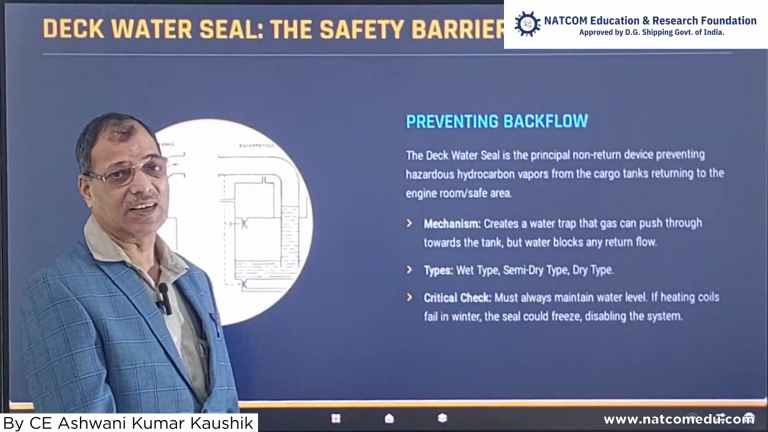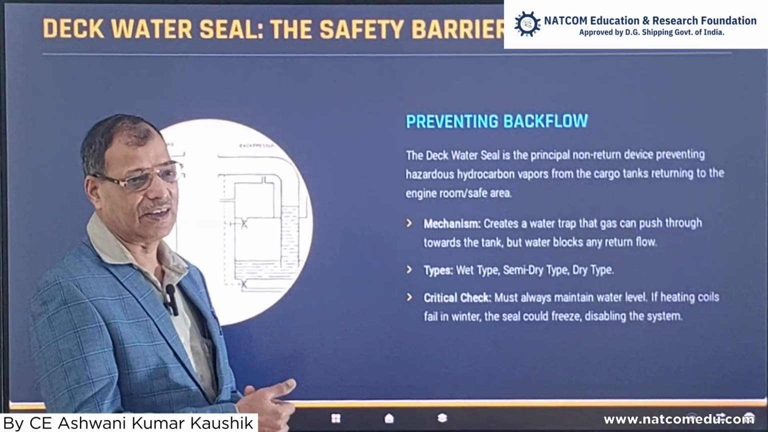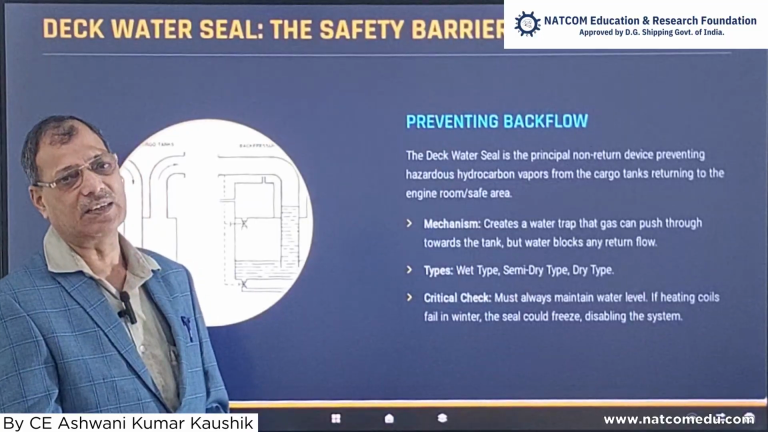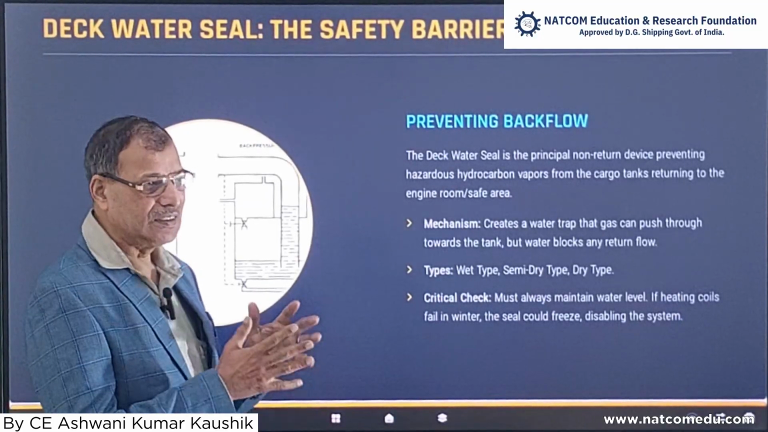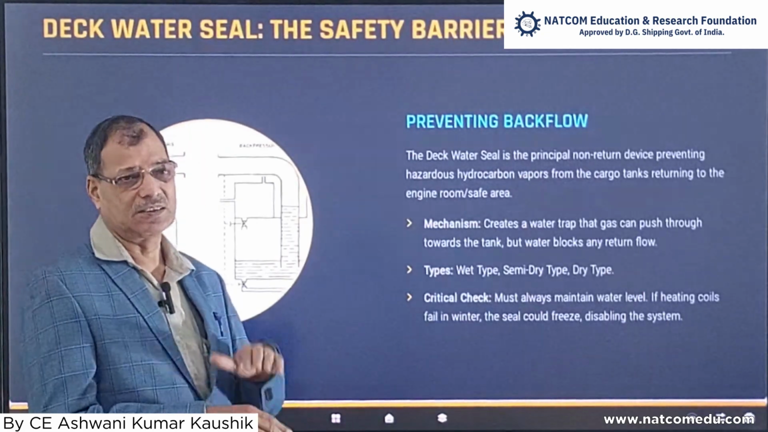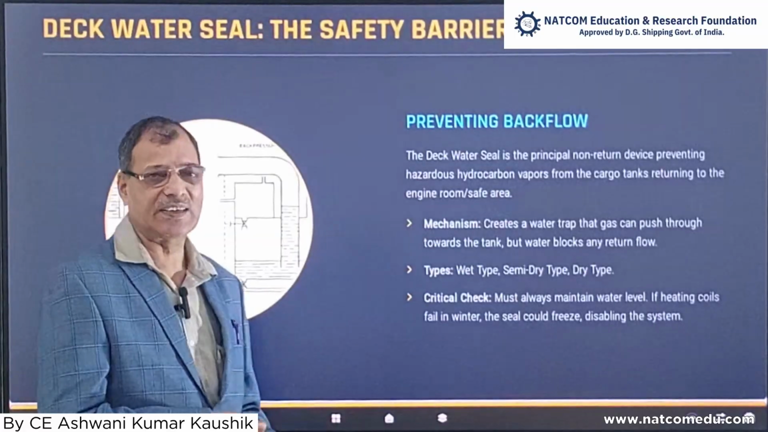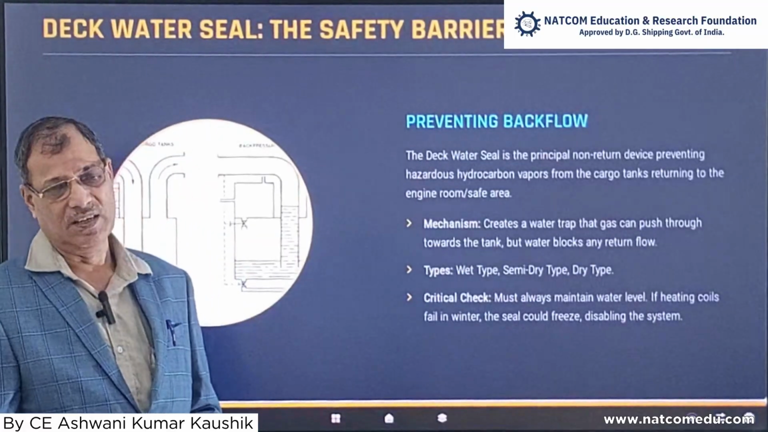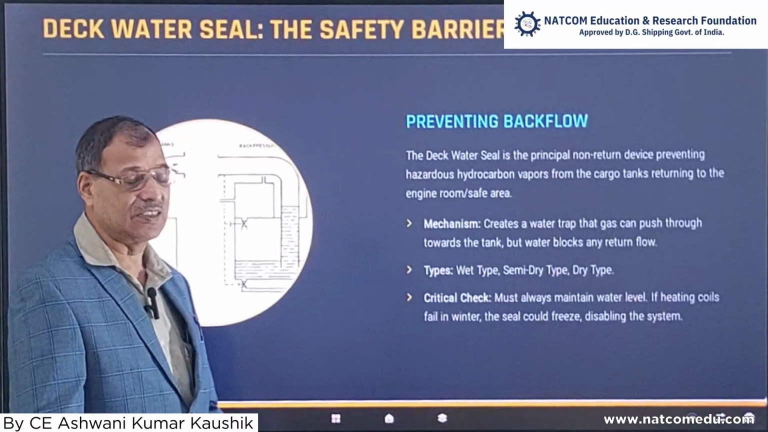The deck seal is like a non-return valve. If any cargo gas returns, it will not enter the engine room because there is a seal. The deck seal always seals the gas from the hazardous area to the non-hazardous area, because the deck is always a hazardous area and the engine room is a non-hazardous area. There is a spark system, that's why there is sealing between the engine room and the deck.